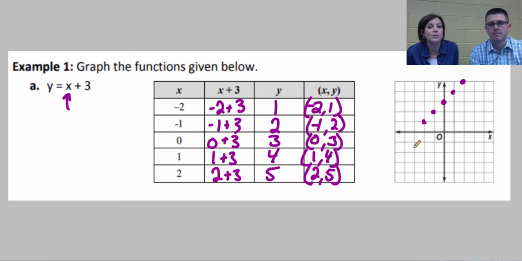Is it continuous, Mr. McKenzie? Should we draw that line? I would say yes, because we can plug in anything we need to for x and can get a y out of it. We don't know a real-world situation to stop us from connecting it, so we will.